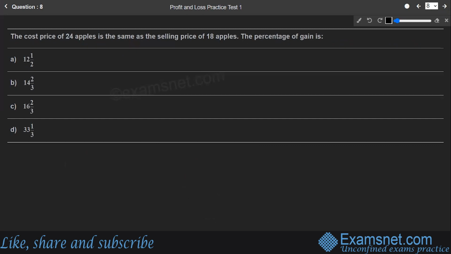Now, the cost price of 24 apples is the same as the selling price of 18 apples. The percentage of gain is what we are supposed to find out. We can begin in multiple ways; let us begin in a very simple way. It says the cost price of 24 apples is equal to the selling price of 18 apples. So let the cost price of one apple be rupees 1.